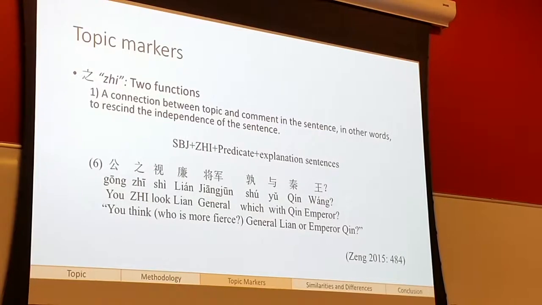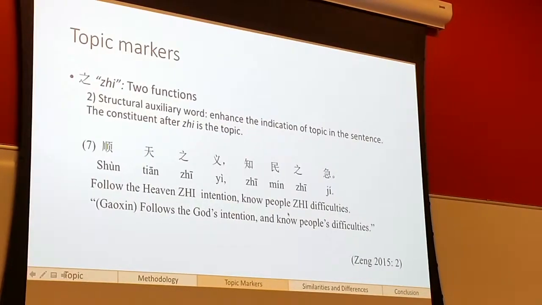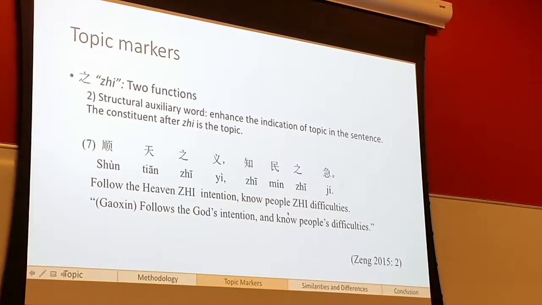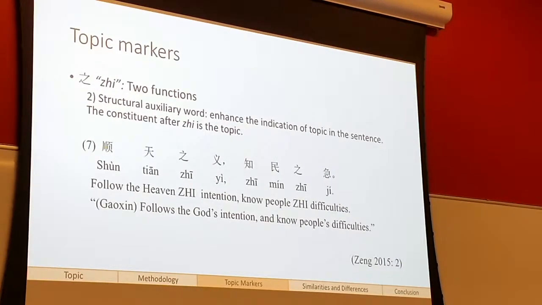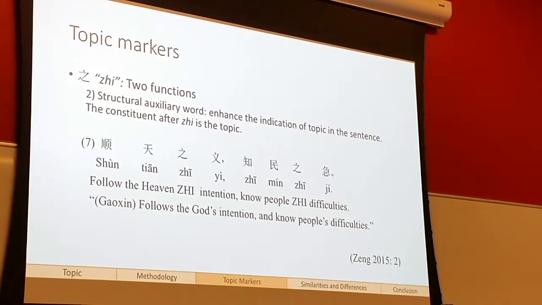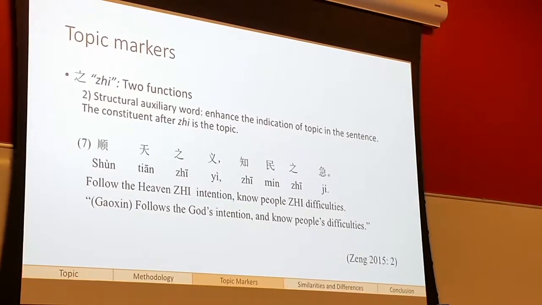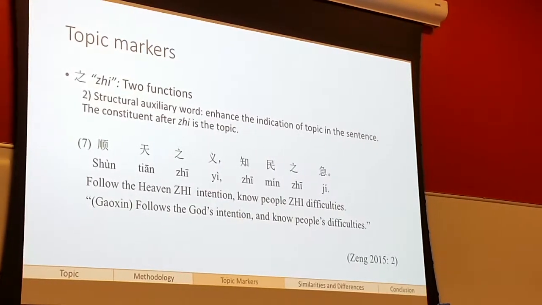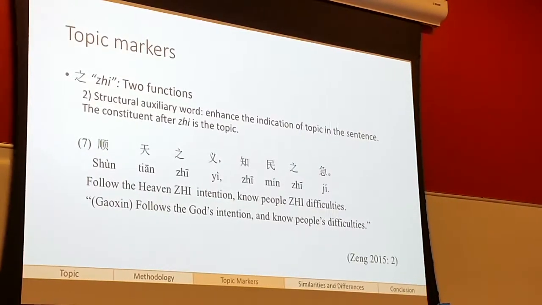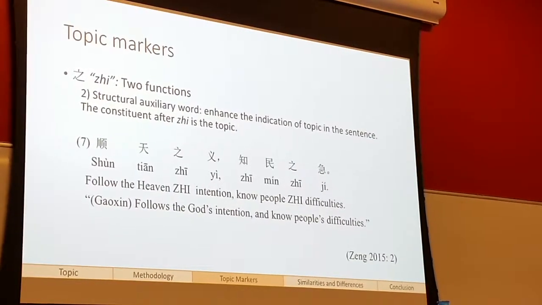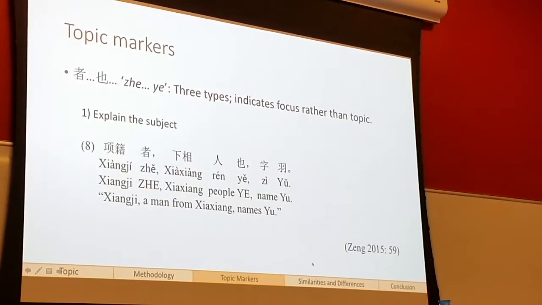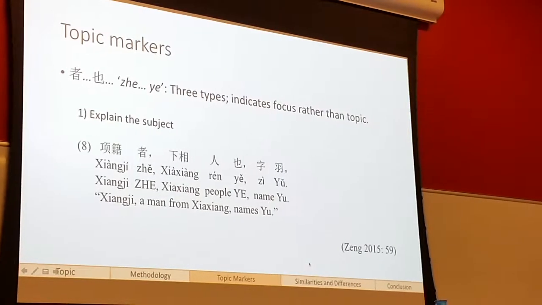And the second function of 知 is it is a structural auxiliary word, 是结构助词. So it is used to enhance the indication of the topic in a sentence where the constituent of the 知 is the topic of the sentence. Like example 7 shows, 顺天之意, 知民之急. So 意 and 急 here are the topic of the sentence. I see some amazing faces, and I will just leave it to afterwards.